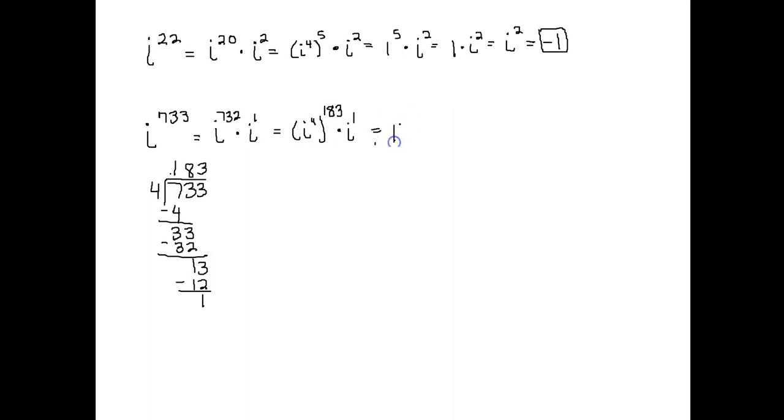Well, i to the fourth is 1. And whether you have 1 to the 8th power or 1 to the 183rd power, it doesn't really matter. It's still 1. So you have 1 times i, which is i. So what you're really worried about focusing on is this leftover right here, because that is going to be the true indicator of your simplified result. Because over here, however many times 4 went into your exponent, that's really not going to matter in the end, because you're going to have 1 raised to that power, and that's just going to come out to 1. But this remainder right here, that is what goes here, i to that power. And whatever that simplifies to is going to be multiplied by 1. So whatever that simplifies to is going to be your result.